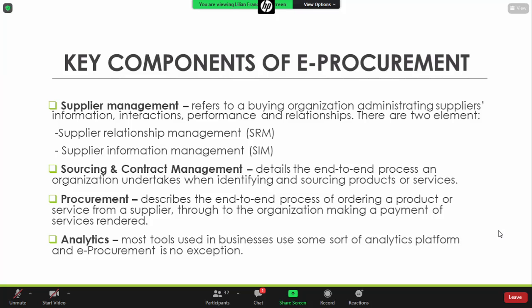And lastly is the analytics. Most tools used in business use some sort of analytics platform, and e-procurement is no exception. Inaalalayan ng analytics yung procurement and finance professionals para makita or makorek yung measures for spend across the whole business or yung for the whole transaction.